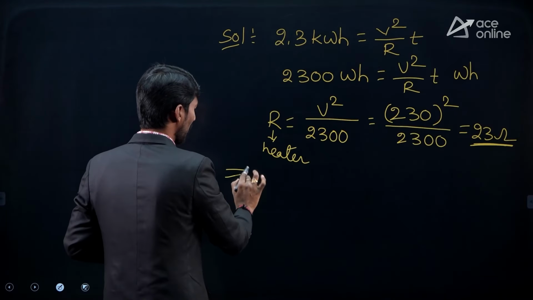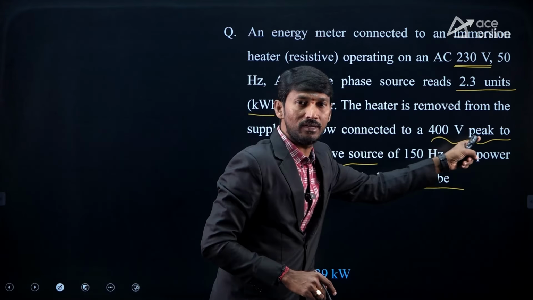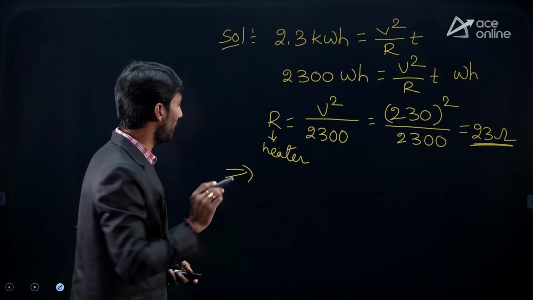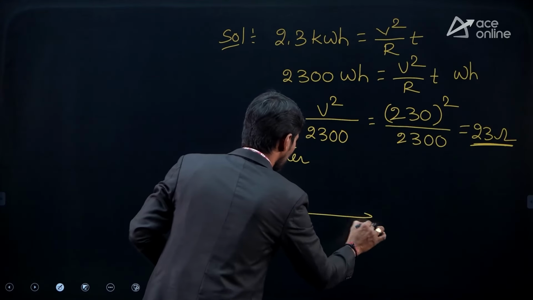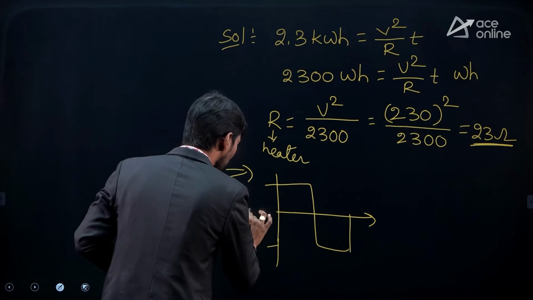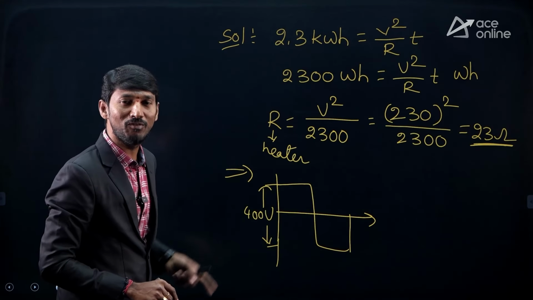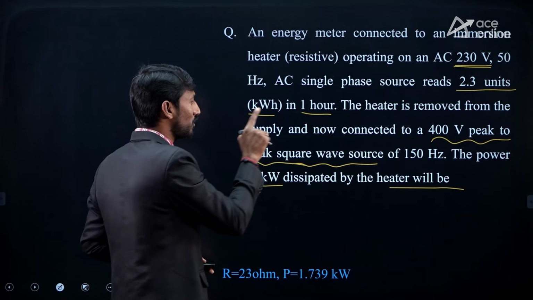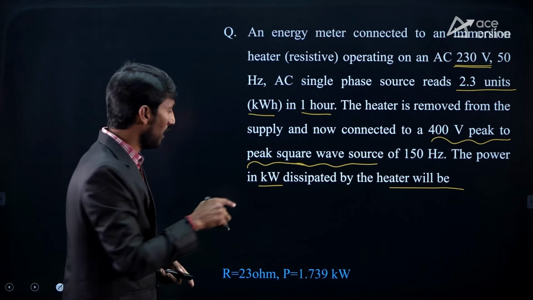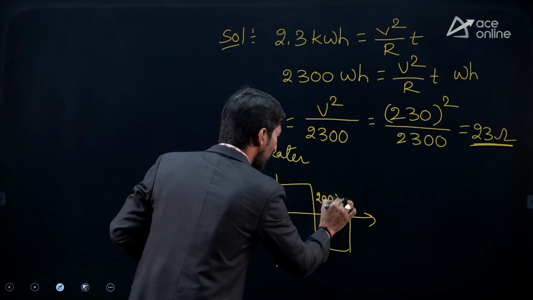We got it, okay. After that, it is disconnected or removed from that and connected to 400 volt peak to peak square wave source. Very important thing. This is the square wave. Here to here is 400 volt, that is peak to peak. So what is the peak value? 200. If you substitute 400 without reading this data, the answer will be wrong. So that's why peak to peak is 400. Peak value is 200 only.